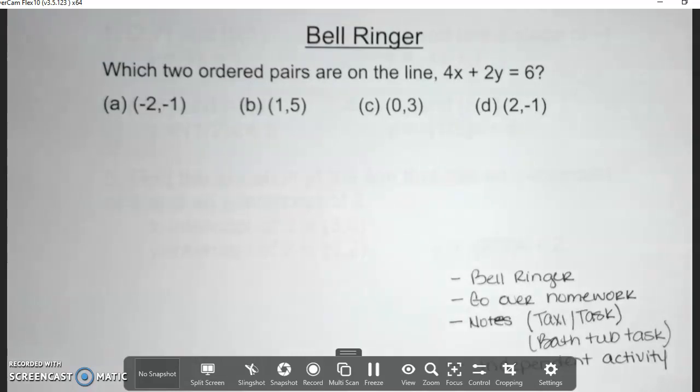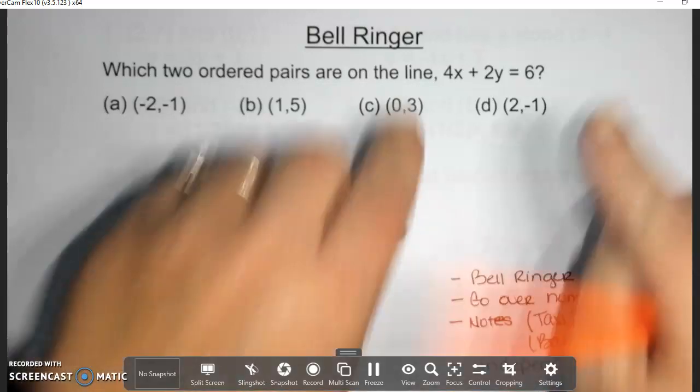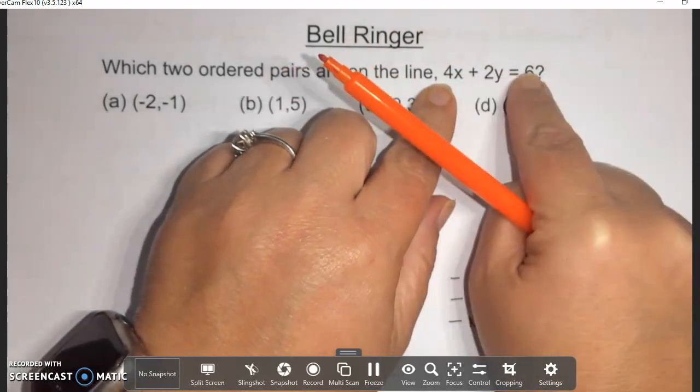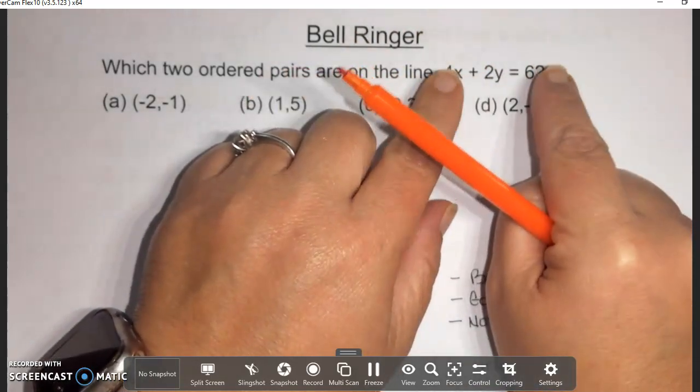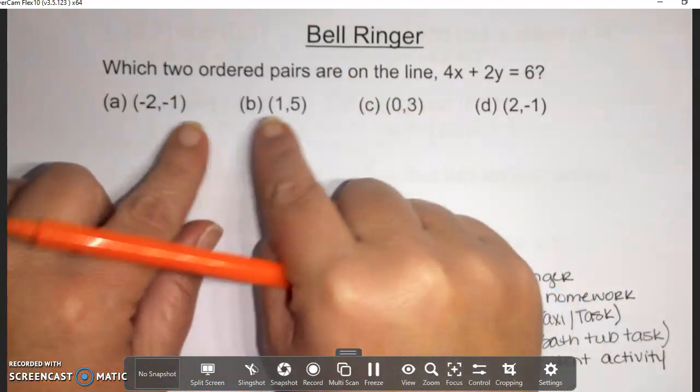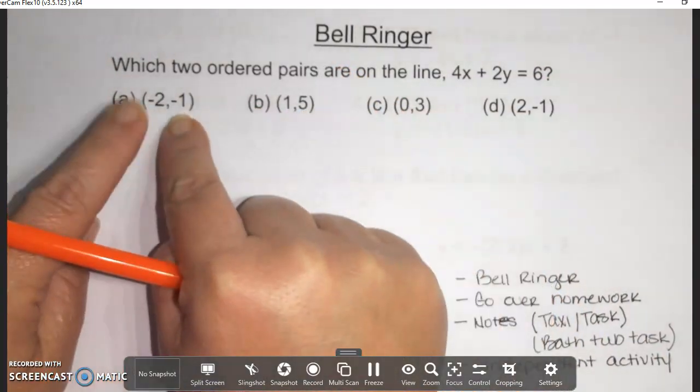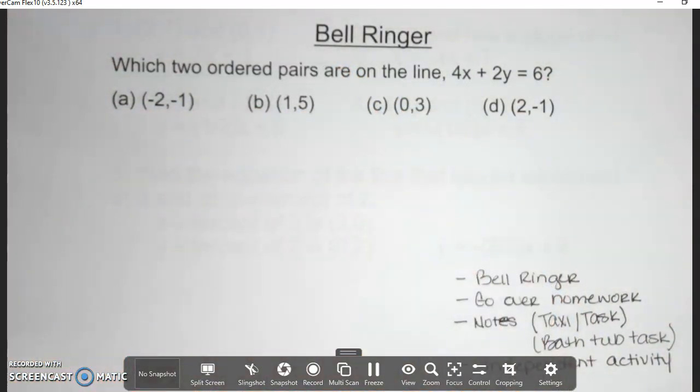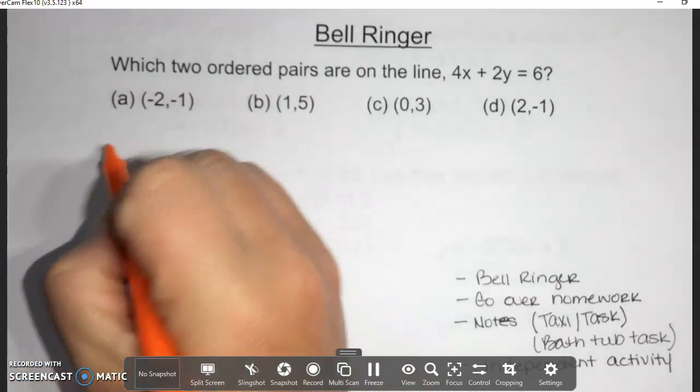Okay, so let's go over the bell work that you just submitted. Which two ordered pairs are on the line 4x plus 2y equals 6? Well, to be on this line, this is what form? Standard form. To be on this line, when you input these x and y values, it must be true.